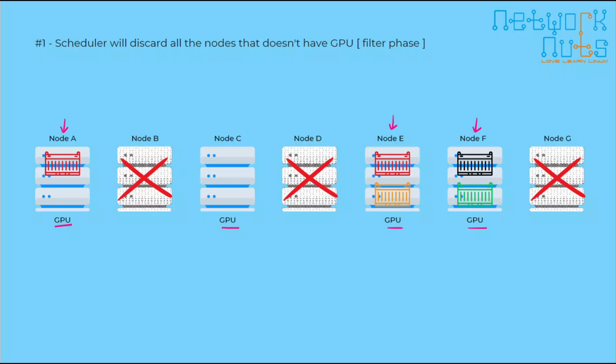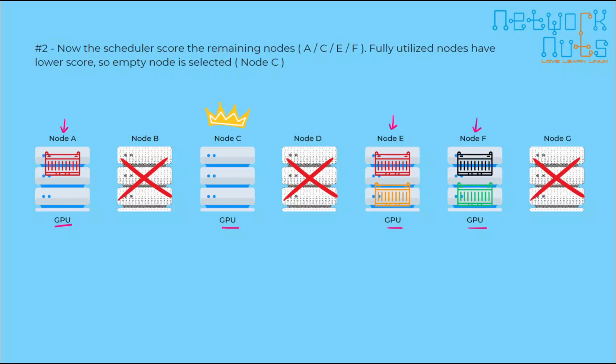Now, second is the scoring, right? So now the scheduler says, okay, among these nodes, this machine is running 100% of the capacity. This is also running at 100% of the capacity. This is running 50% of the capacity, and this has got no workload. Currently, it is running 0% of the capacity. So this machine has got maximum resources available. So this will be the chosen one, right? So node C will be chosen to deploy your application in this case.